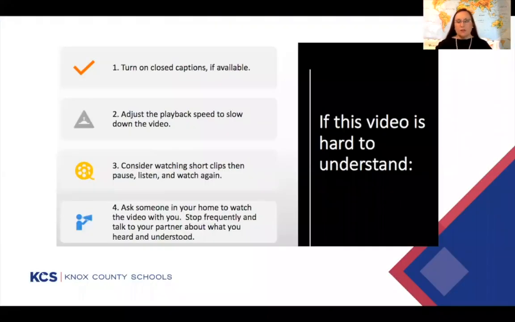If this video is hard to understand, turn on closed captions if available. Adjust the playback speed to slow down the video. Consider watching short clips, then pause, listen, and watch again. Ask someone in your home to watch the video with you. Stop frequently and talk to your partner about what you heard and understood.